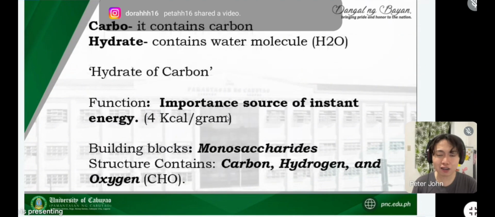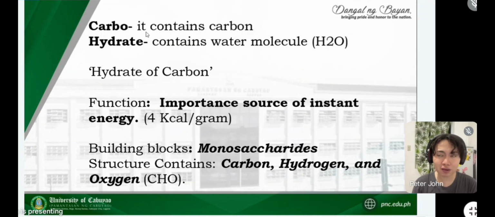Okay. So, anong function ni carbohydrates? But first, what is carbo? Carbohydrates came from two words, carbo and hydrates, which means contains carbon. Yes. Along with hydrates, contains a molecule of water. Pag pinagsama, hydrates of a carbon. So, anong pinaka-general na function ni carbohydrates? So, the important source of instant energy.